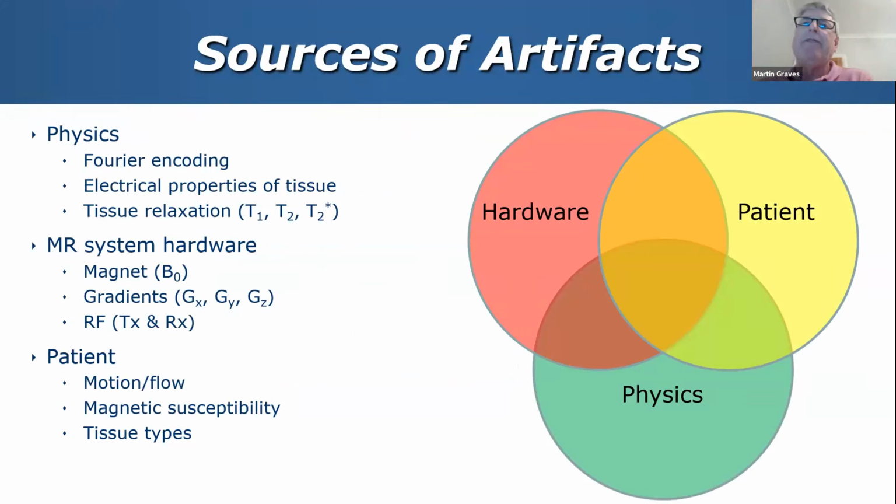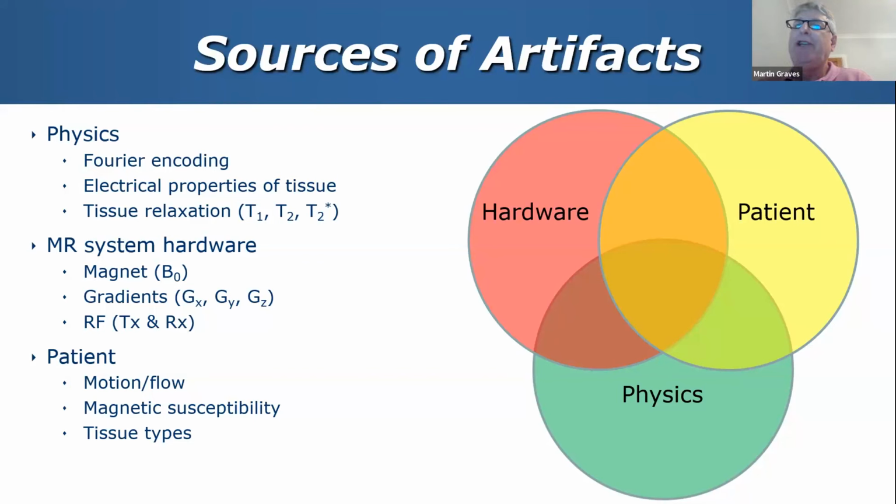And then, of course, we have the MR system hardware. That's the magnet, our static magnetic field, B0, and non-uniformities in that. And then we also have the magnetic field gradients, GX, GY, and GZ, and issues associated with those, as well as the transmit and receive RF side.